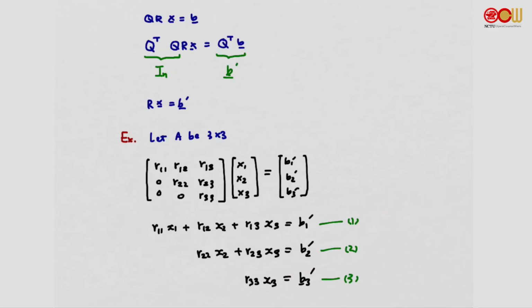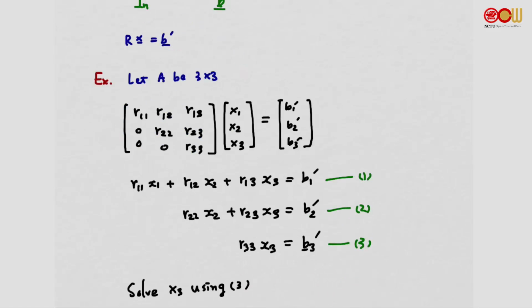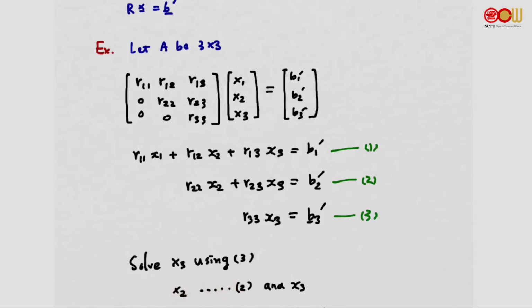Now, is there an easy way to solve this? Well, we see x3 is already obvious, right? So we can solve x3 using the third equation. And after we solve x3, this is known, then we can move it to the right hand side. Now there's only one variable to be solved. That would be x2. So x2 can be solved using the second equation and the knowledge of x3.